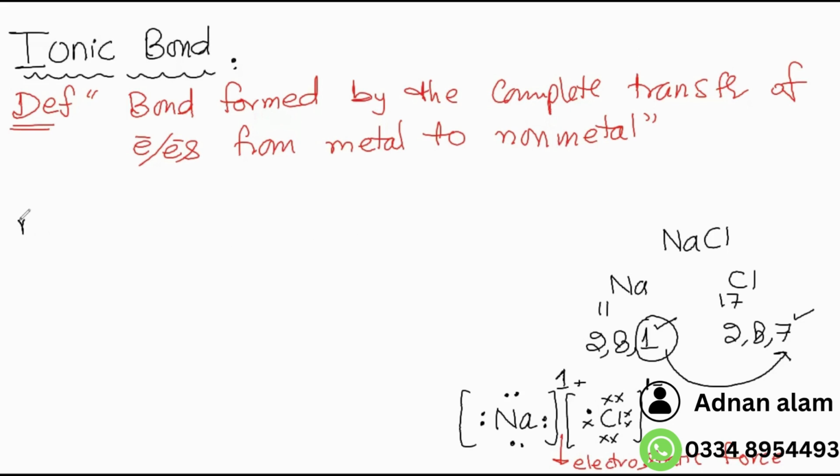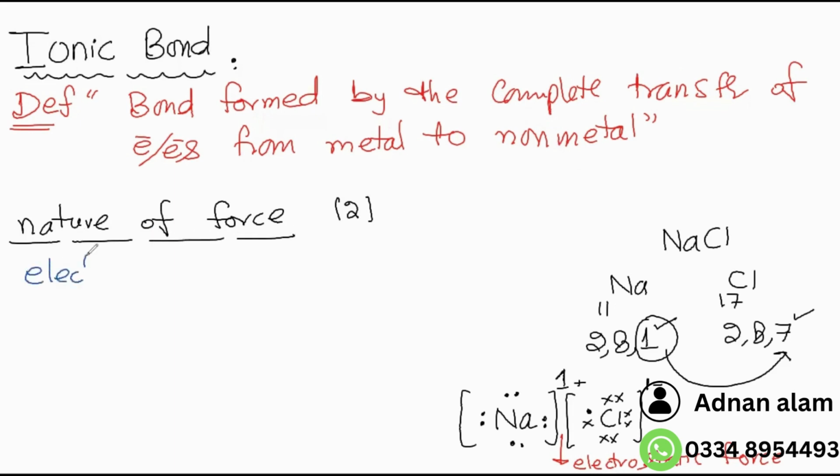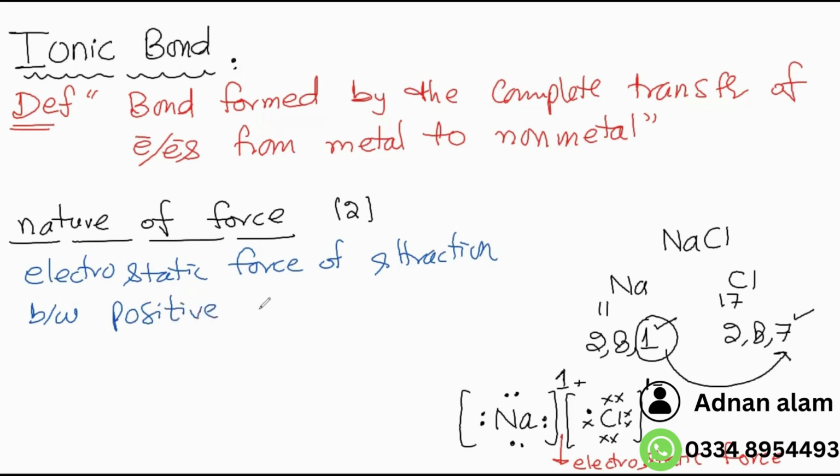So it may be asked to indicate the nature of force in ionic bond. Nature of force for 2 marks, right? For the nature of force, you need to write electrostatic force of attraction. One mark is for this statement, between positive and negative ion. The other mark is for this statement, positive and negative ion. This is the nature of force which is present in ionic bond.